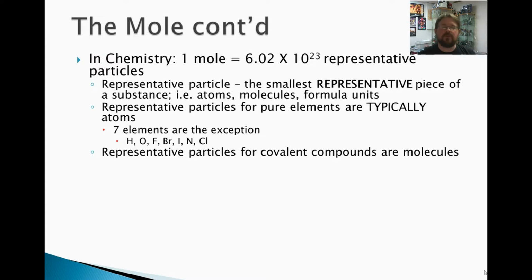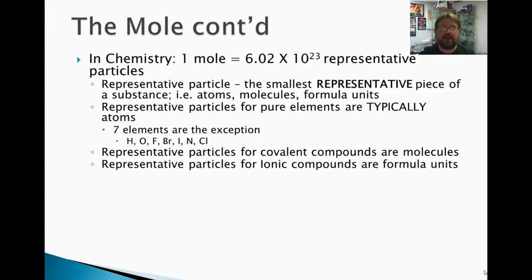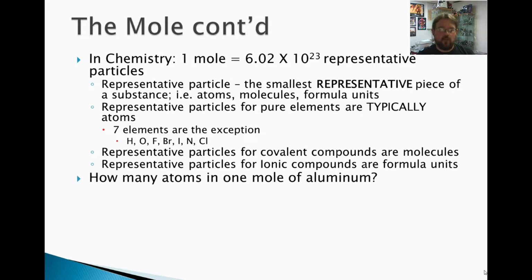The representative particles for covalent compounds are molecules, and the representative particles for ionic compounds are formula units. We've talked about that in the past. So what does that mean? That means if I have 1 mole of aluminum, how many atoms are in there? Well, we look back up. Aluminum's an element. Atoms are its representative particles. If I have 1 mole, that many particles: 6.02 times 10 to the 23rd atoms of aluminum.